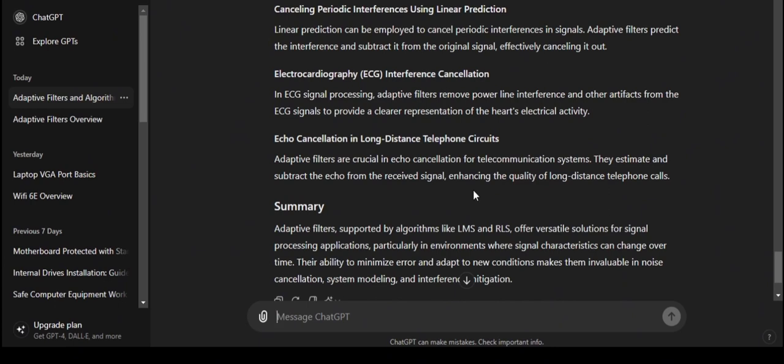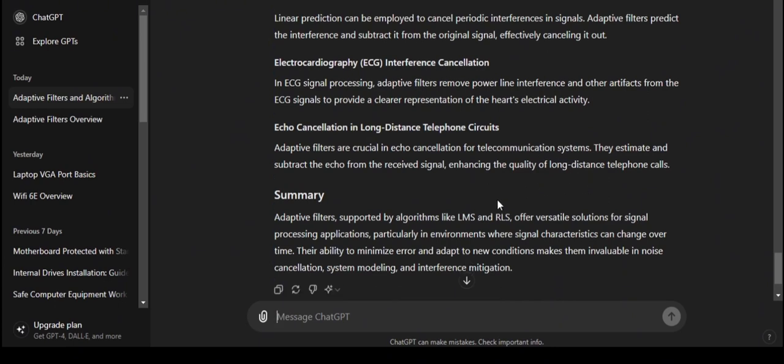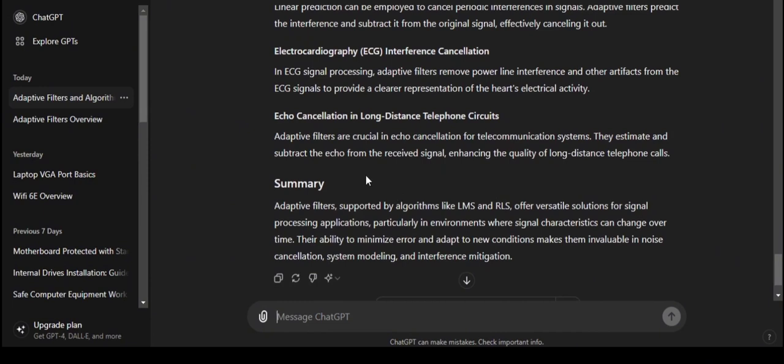So the summary of this topic is that adaptive filters with algorithms such as LMS and RLS offer versatile solutions for signal processing applications, particularly in environments where signal characteristics can change over time. Their ability to minimize error and adapt to new conditions makes them invaluable in noise cancellation, system modeling, and interference mitigation. So now moving toward our book.